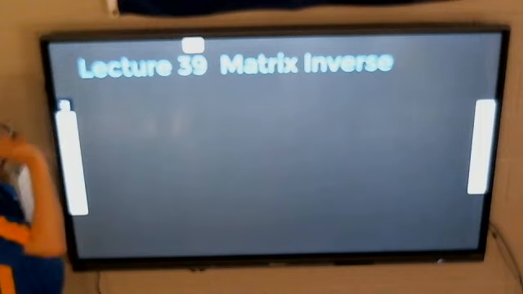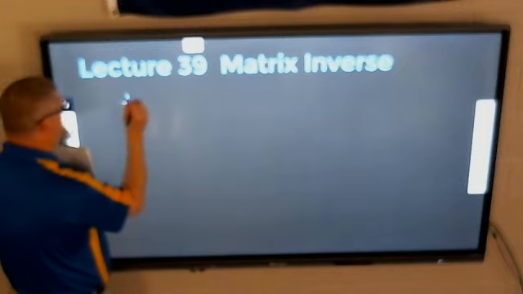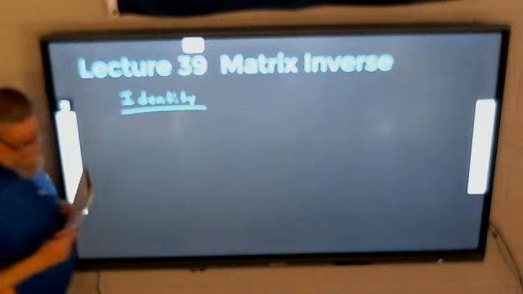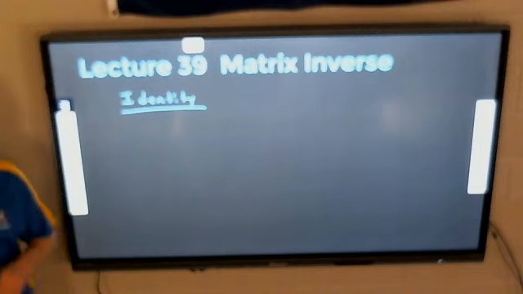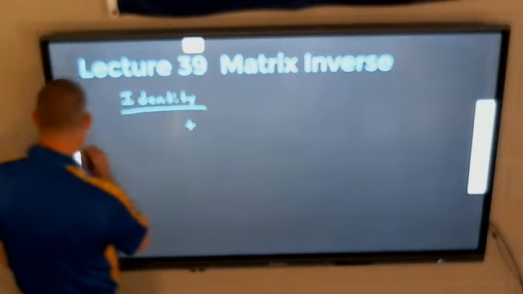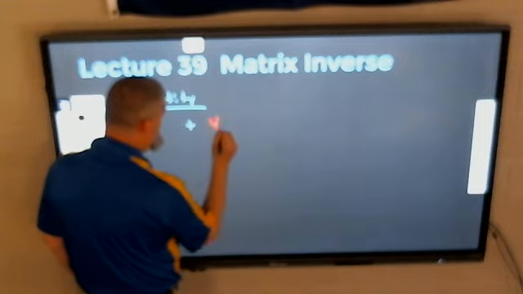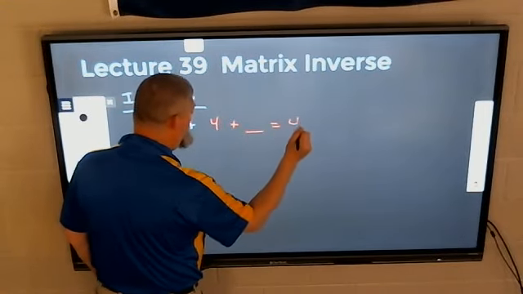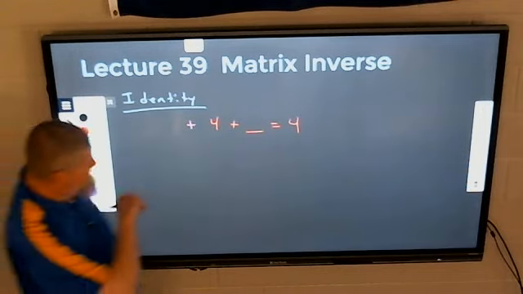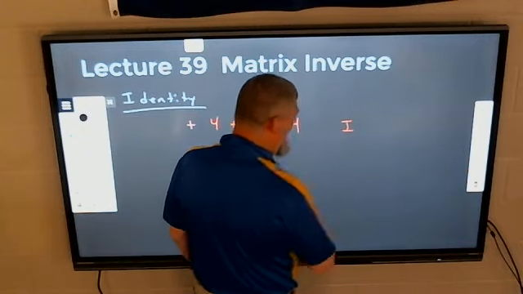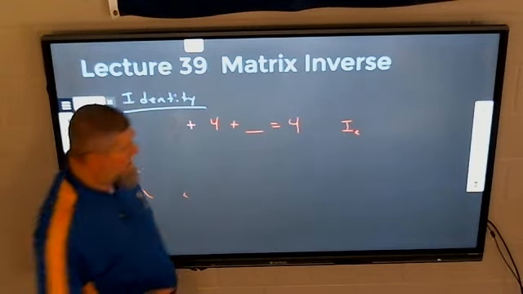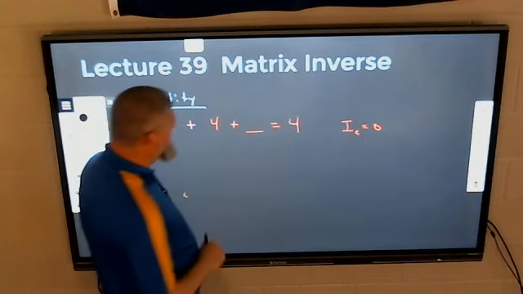Okay, we got it. So in order to be able to do inverses, we have to understand the identity property. Now, the identity property is fairly easy to understand. We have 4 operations: add, subtract, multiply, and divide. Under addition, we have 4 plus what number equals 4? 0. The identity element, and I'm just going to put a capital I, or a capital I with a little e to help you remember, the identity element is going to be 0. Because 4 plus 0 is 4.